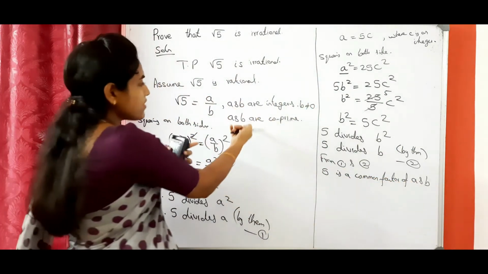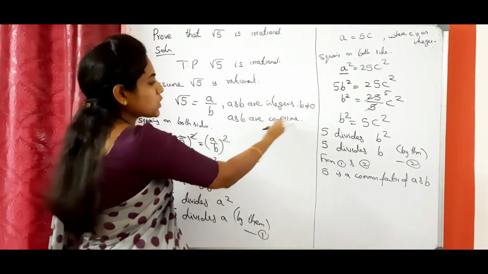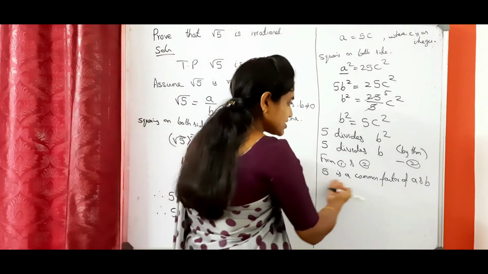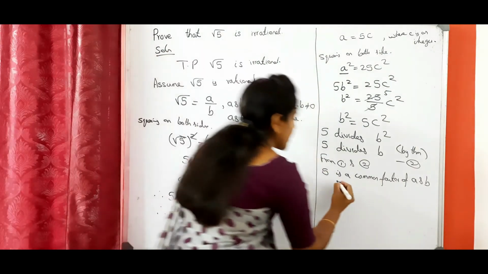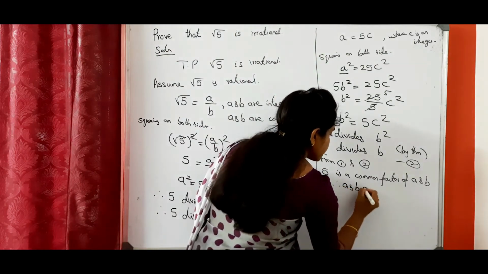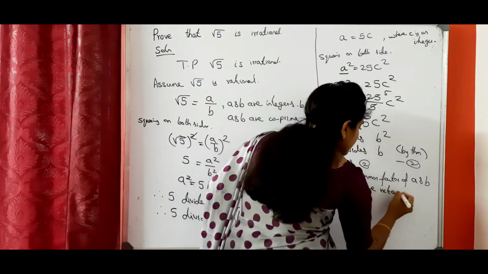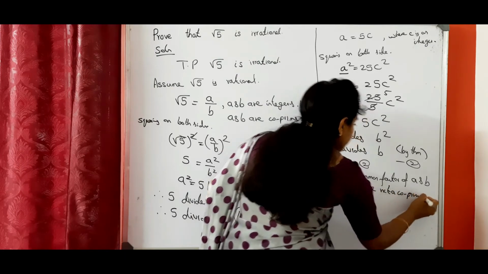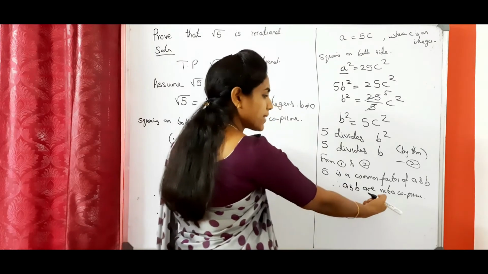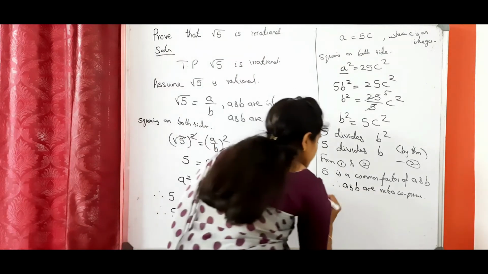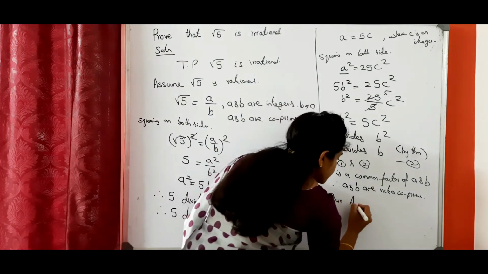But what we assumed is that A and B are co-prime. But 5 is a common factor of A and B, which means A and B are not co-prime. Our assumption is that A and B are co-prime, but here we got A and B are not co-prime. Therefore, our assumption is wrong.